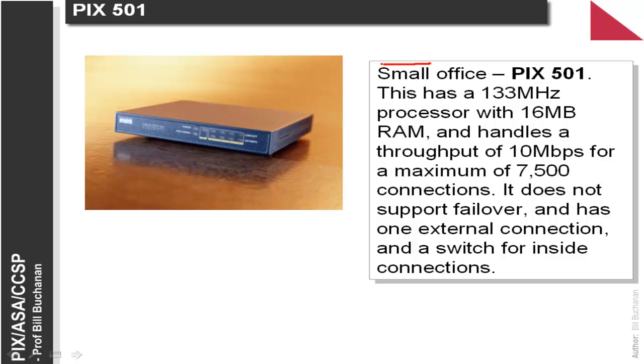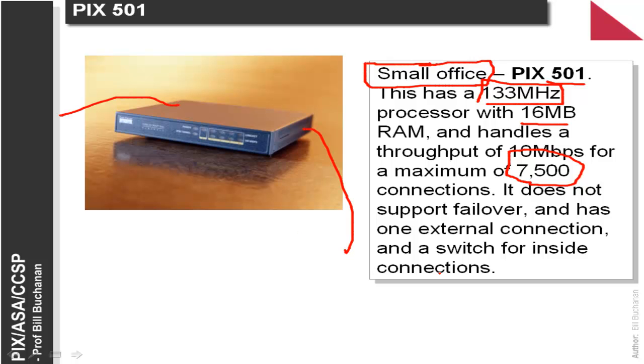The most basic PIX that we have is called the Small Office or PIX 501. It is a relatively small processor, runs at 133 MHz with a small amount of memory, and can support up to 7,500 connections. It only has one external connection and one internal.